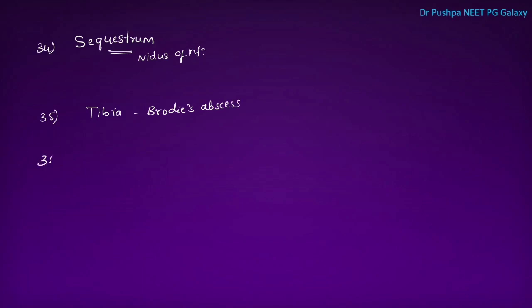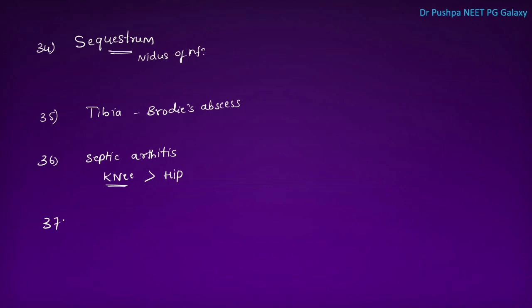Next one is most common joint involved in septic arthritis. Septic arthritis is an important topic. It is a surgical emergency. What is the most common joint involved in septic arthritis? Knee joint. Knee joint is more commonly involved than hip. The most common organism is Staph aureus.